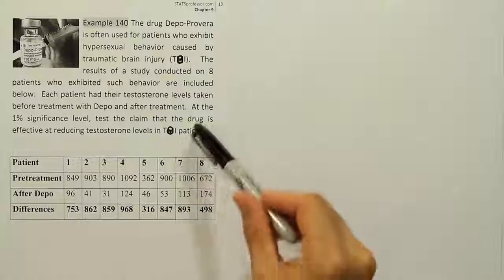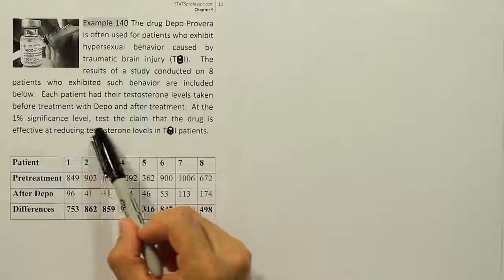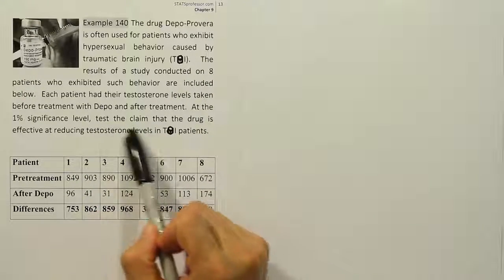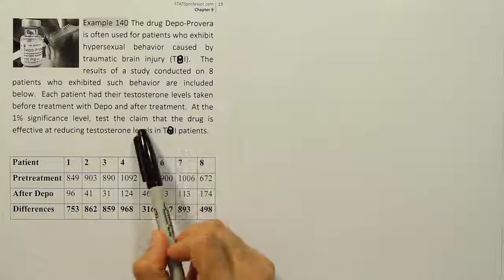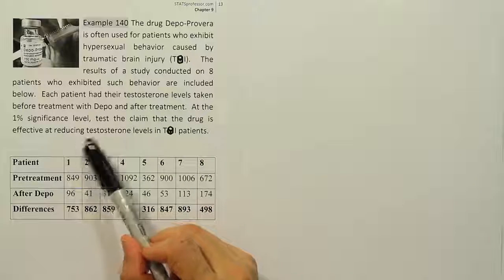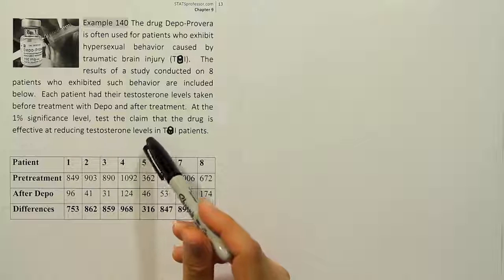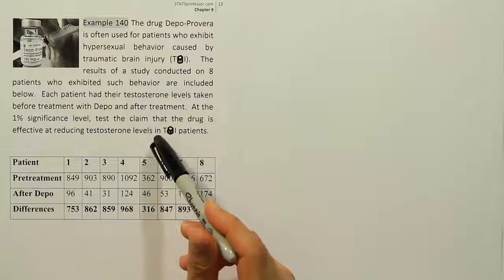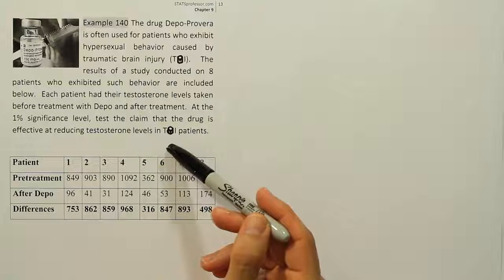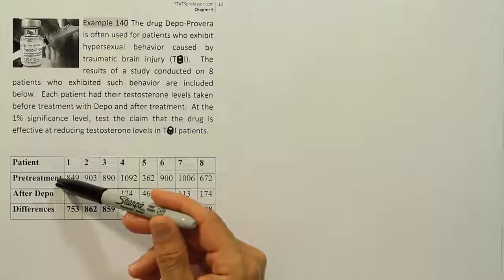When it says, at the 1% significance level, test the claim, so I know it's a hypothesis test. That's easy. It says, test the claim that the drug is effective at reducing testosterone levels. Now, there are 2 things in this problem that tell me this is a matched paired t-test or a dependent t-test. The reason why I know that is because, first of all, I can see the data layout, right?